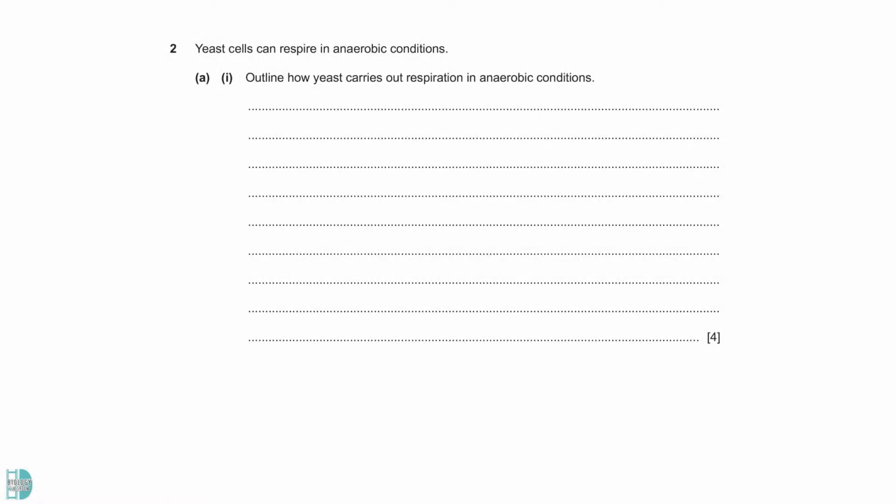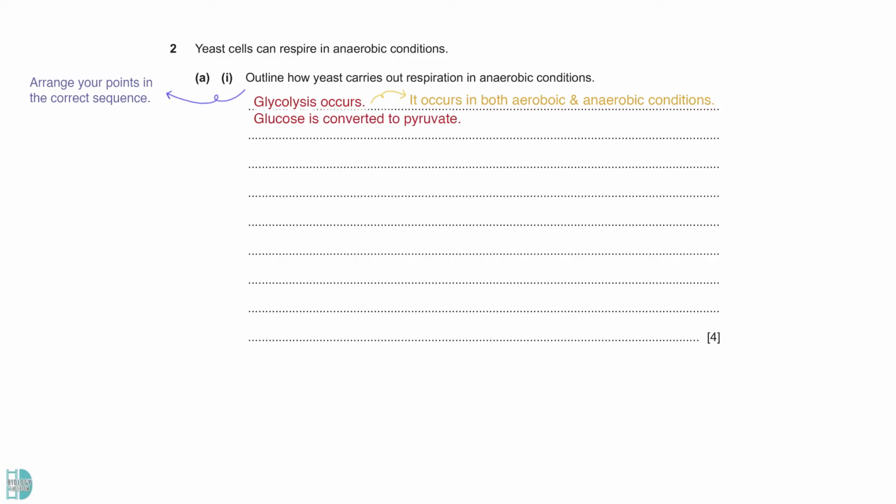A1. Outline how yeast carries out respiration in anaerobic conditions. When answering this question, please ensure that the sequence of your points is logical. Glycolysis occurs as usual in anaerobic conditions. Glucose is converted to pyruvate. Decarboxylation occurs where carbon dioxide is formed. Pyruvate is converted to ethanal. Then, ethanal is reduced to ethanol.